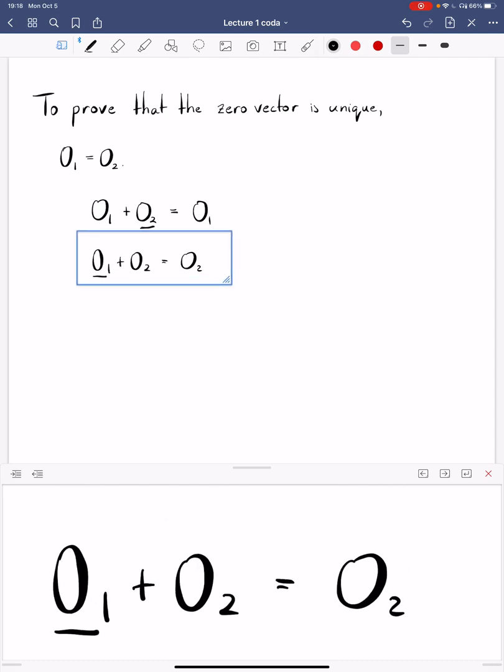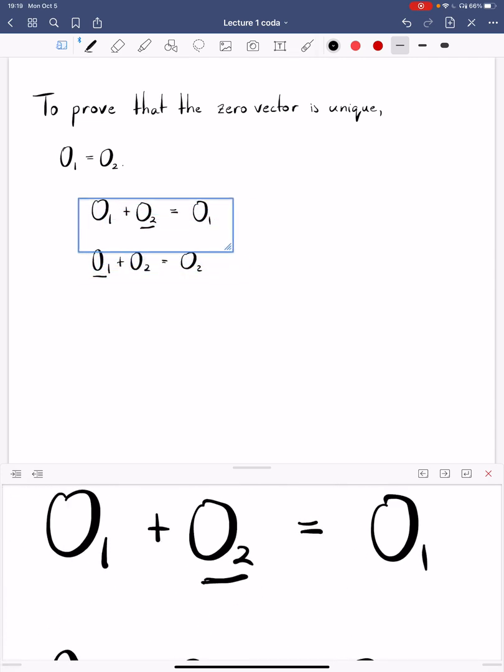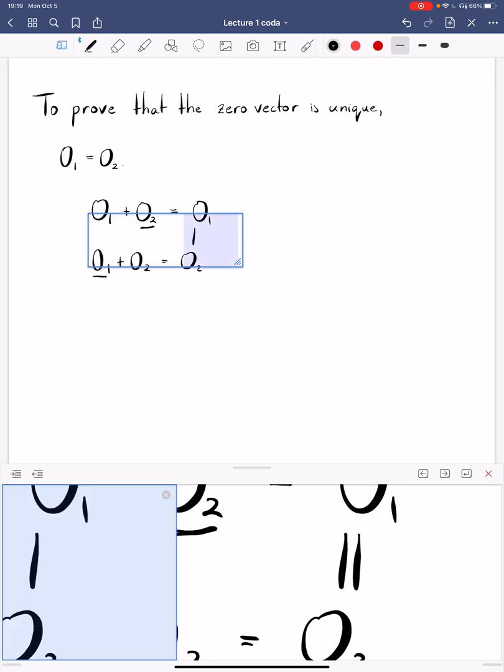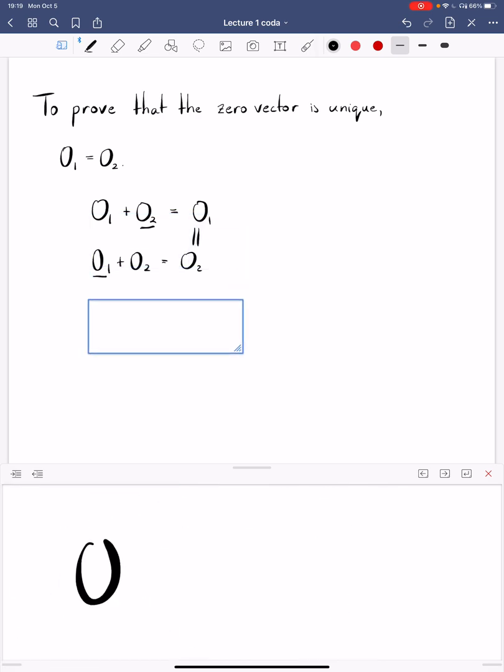Now, if I look at these two equations, you'll notice that the left-hand side of both of them is the same. On the left-hand side of the first equation, I have 0_1 plus 0_2. And on the left-hand side of the second equation, I have 0_1 plus 0_2. And if those two things are the same, then that means that I can also equate their right-hand sides. In other words, 0_1 is equal to 0_2.